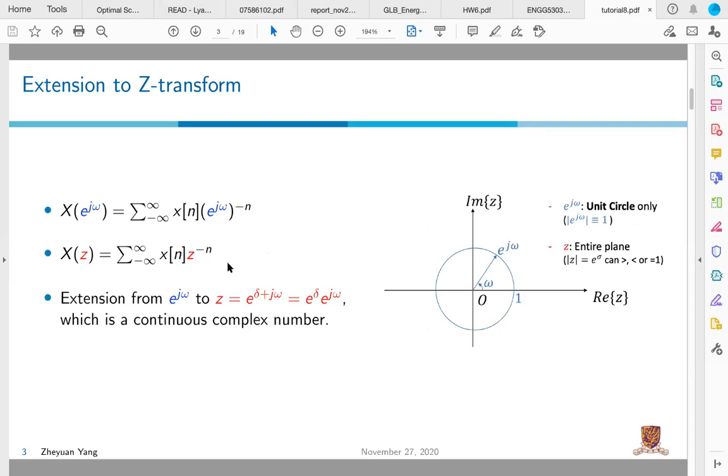We extend the e to the power j omega to z, which is a complex number equal to e to the power delta plus j omega. So previously the e to the power j omega is a unit circle in the complex plane. We extend to the z, so now we can denote the entire complex plane. And z is a continuous complex number. So X(z) is a continuous signal in the complex domain.